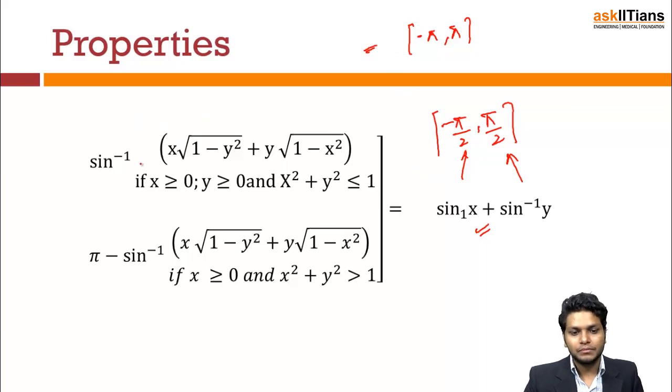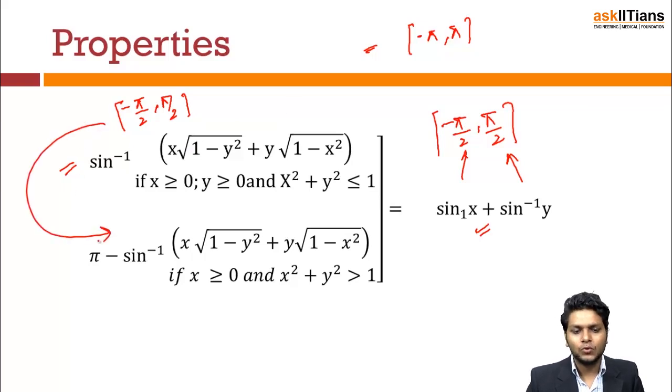Now there will be a problem, because if I use only the sine inverse function, I'll only end up in the range of minus pi by 2 to pi by 2, both inclusive. So there is something left to find, and that can be found very easily by doing a bifurcation in the formula, and that will be pi minus sine inverse of x root over 1 minus y square plus y root over 1 minus x square, in which x is greater than 0 and x square plus y square is greater than 1.